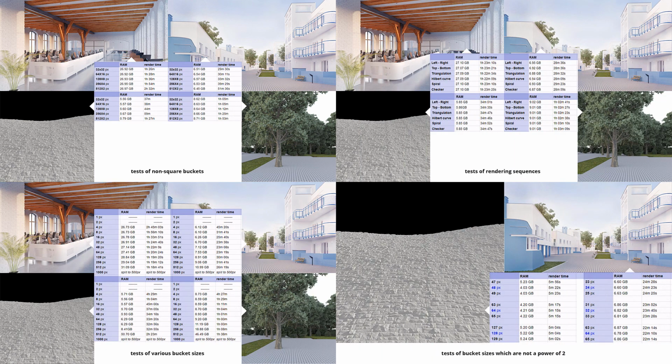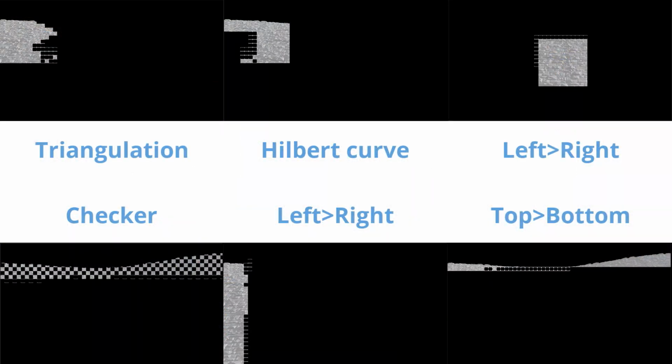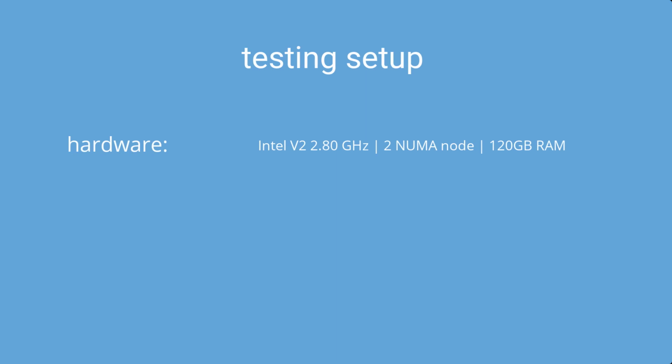I will run tests of various bucket sizes, proportions, and different rendering bucket sequences, so you can choose the most efficient scene settings. This is the testing setup I'm going to use. The hardware is as on the table. I'm going to use 3ds Max 2017 and Vray 4.1.